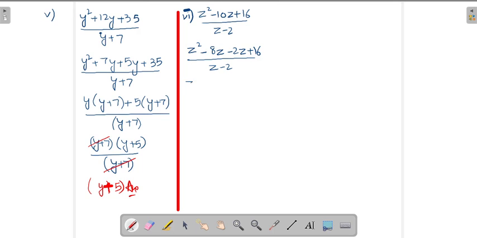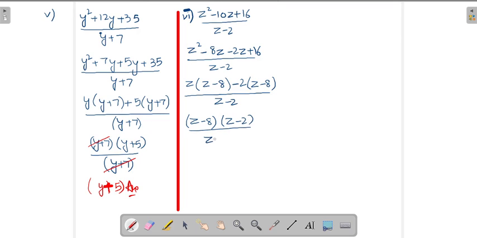Now take z common, so z minus 8, and from the last two terms minus 2 is common, so z minus 8. And the denominator z minus 2. Now z minus 8 is common from both of them. Take it out and the left term is z minus 2 and the denominator is also z minus 2. Now cancel these two, so z minus 8 is the answer. Next part.